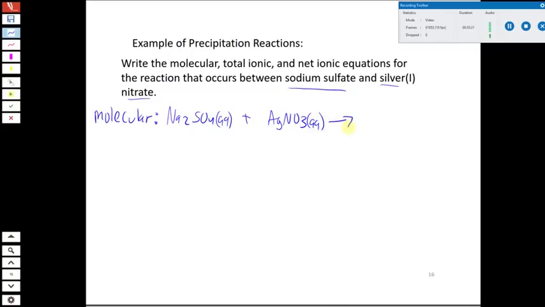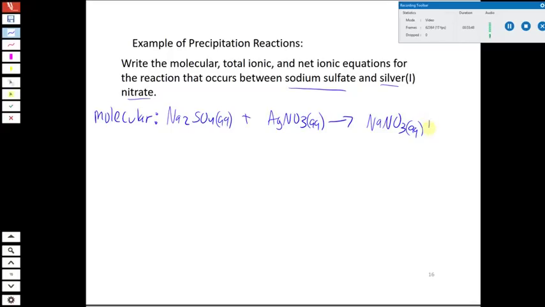And again, the products of a precipitation reaction, or what's called an ion exchange reaction, is we just take the cation from the first compound and pair it with the anion from the second. So our first cation is sodium plus. Our second anion is NO3 minus. So our first product is going to be sodium nitrate, NaNO3. Those are 2 of our always soluble ions, sodium plus and NO3 minus. So that's going to remain as an aqueous species.